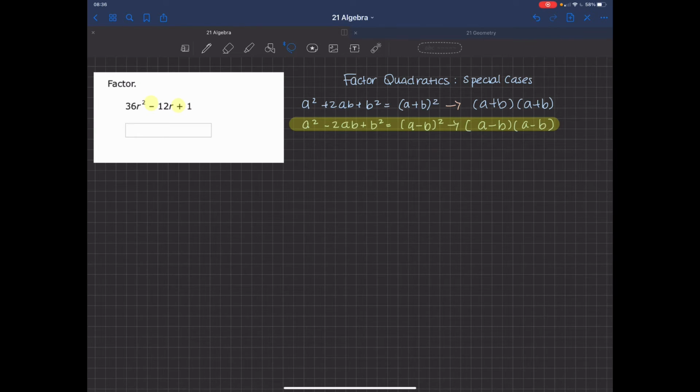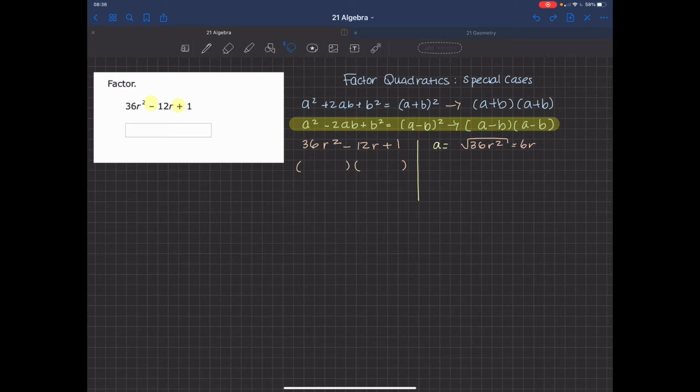Next, 36r squared minus 12r plus 1. We're going to choose the second pattern because I have alternating signs. I have a positive term, a negative term, and then a positive term. So when I factor this, I'm going to have a minus b times a minus b. You take the square root of the first term and then the square root of the last term to determine a and b.